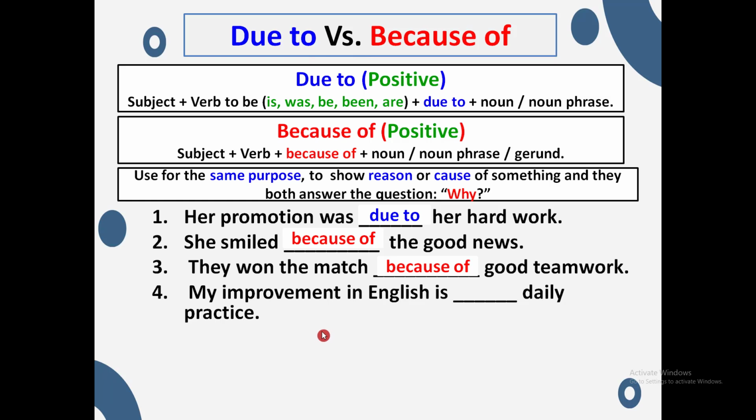Number 4. My improvement in English is blank daily practice. Our keyword here is verb to be, and after verb to be we follow due to. My improvement in English is due to daily practice. Number 5. The child cries blank pain. Cries, main verb. So after main verb we follow because of. We add here because of. The child cries because of pain.